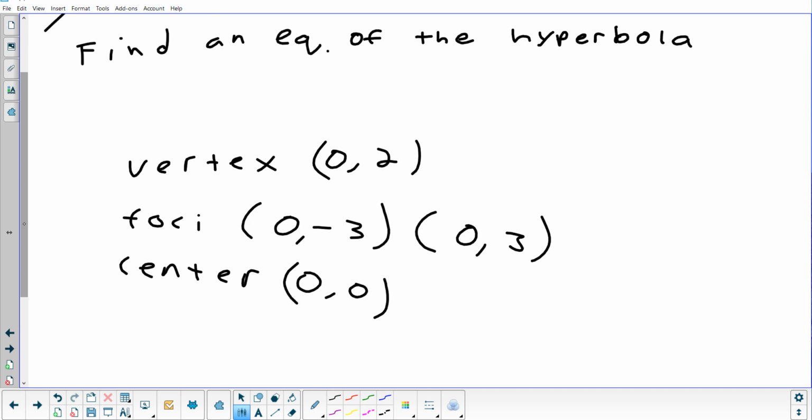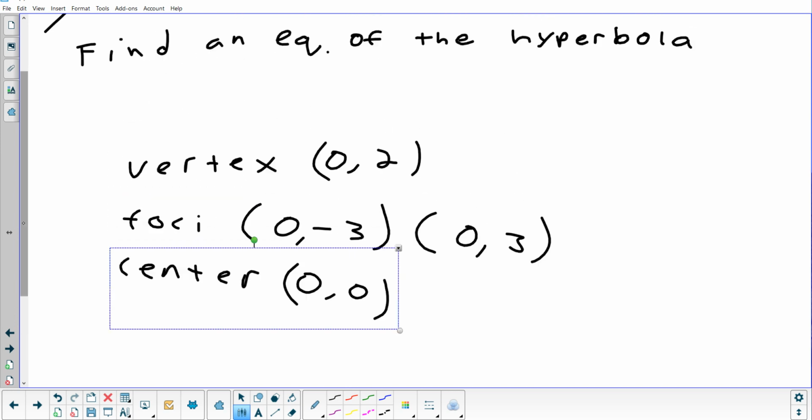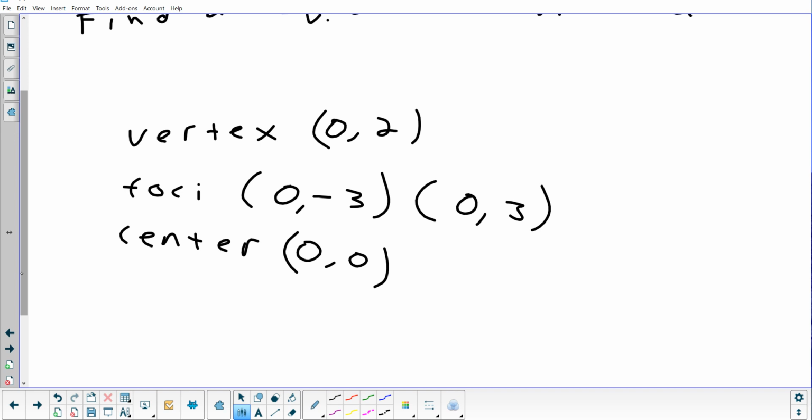Okay, so this one, a little bit easier than the last one we're going to do in a minute because the center is still at the origin. They tell you that. We've got the vertex, we've got the foci. What's the first 3 things we should always write down when we're doing this? It's going to become 5 things in a minute. Yep. A, B, and C.